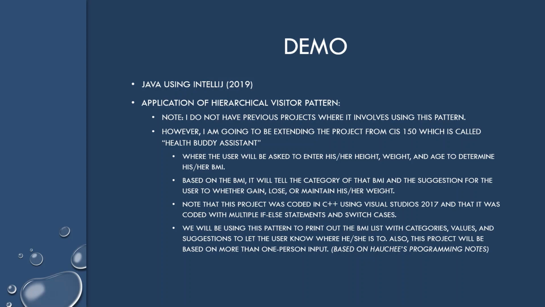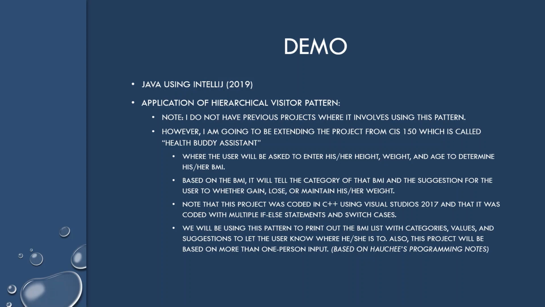The purpose of Health Buddy Assistant was to ask the user to enter his height, weight, and age to determine his or her BMI. One more thing is to add the name. Based on that BMI, it will tell the category of that BMI and give a suggestion for the user to either gain, lose, or maintain his or her weight.